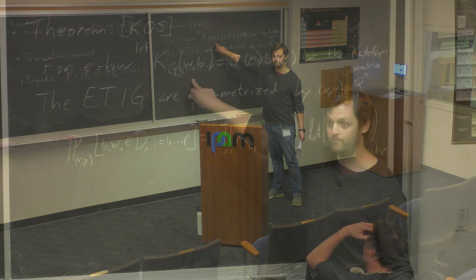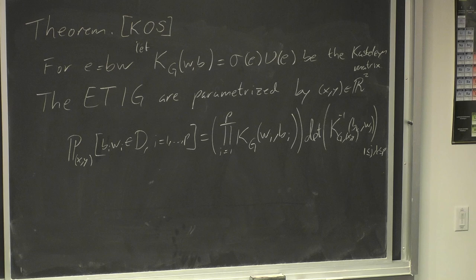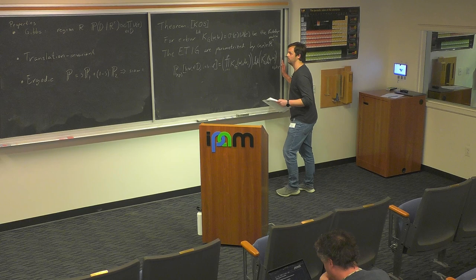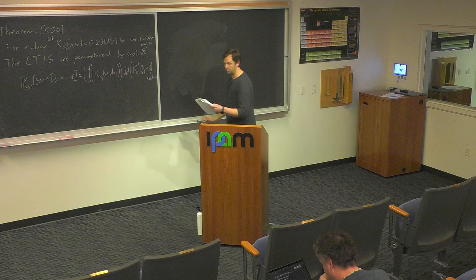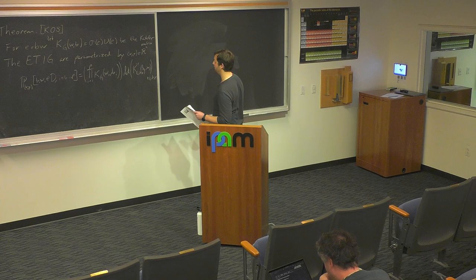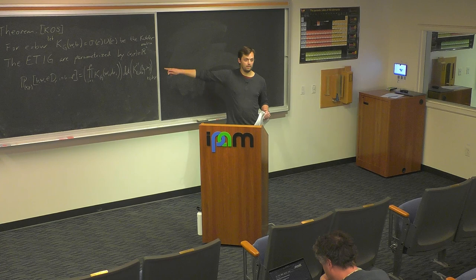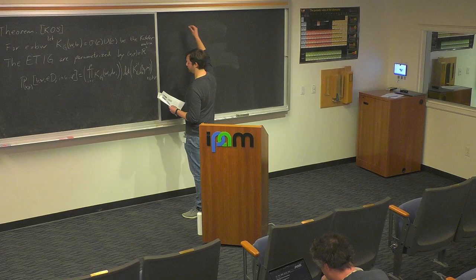And I will write down this inverse, because there is a formula for it. To describe this inverse here, we consider the Kasteleyn matrix on a torus, but let me first just write it down and then I will tell you what all these things are.